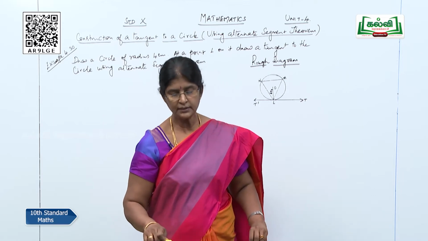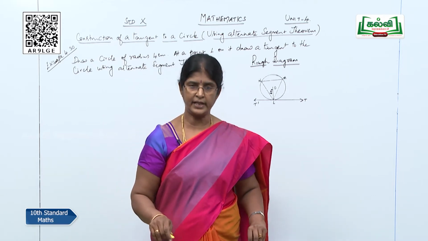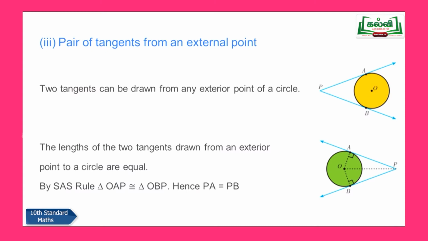Now we are going to see the third type, that is pair of tangents from an external point. The first thing is, two tangents can be drawn from any exterior point of a circle. The second result: the lengths of two tangents drawn from an exterior point to a circle are equal. So it is understood from the diagram that PA and PB are of equal length. By the SAS rule, triangle OAP is congruent to triangle OBP, hence we can prove PA is equal to PB.